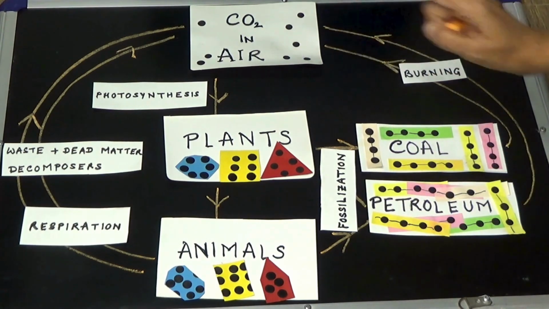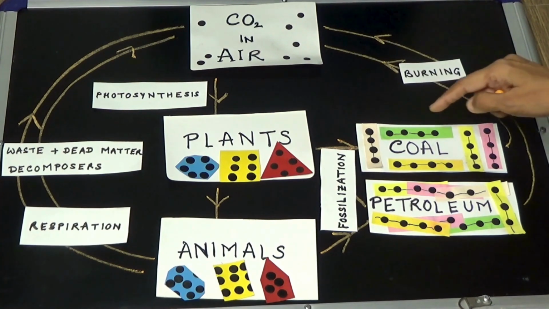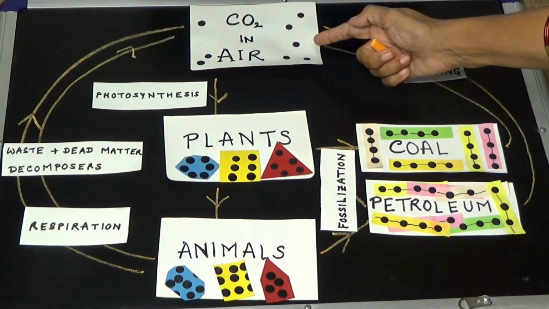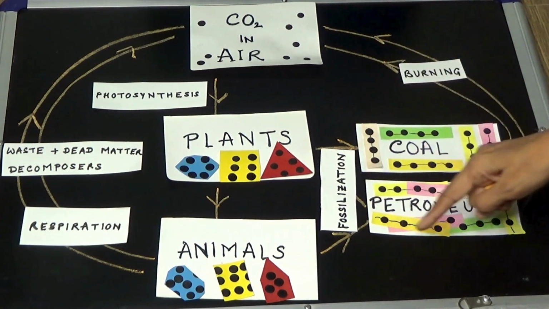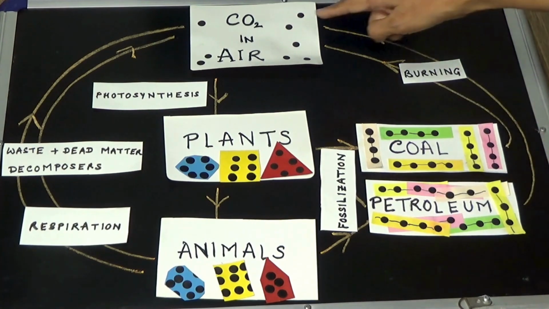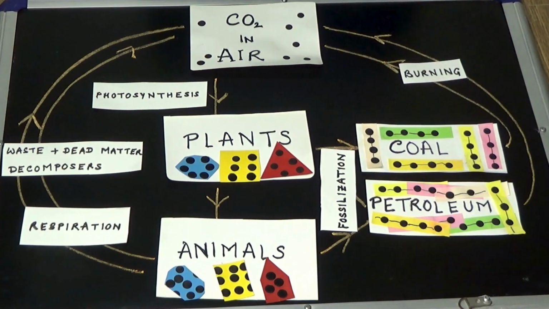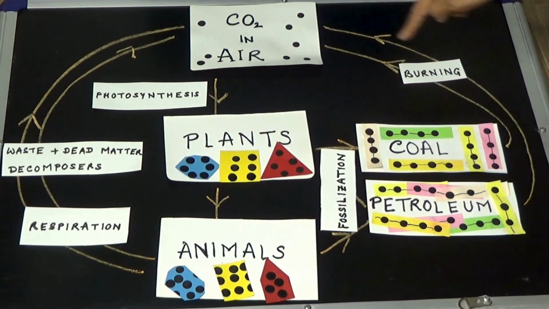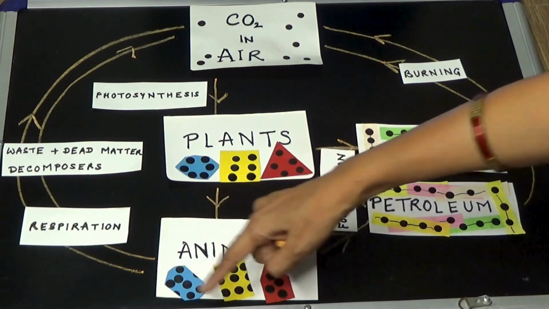We keep hearing that the amount of carbon dioxide in air is increasing continuously and increasing very fast. That's because of very large amount of burning of coal and petroleum, extraction and then burning, increasing the amount of carbon dioxide in air. So this is how we are seeing that another part of the carbon cycle is getting completed. Once again, carbon reaching back air as carbon dioxide gas.